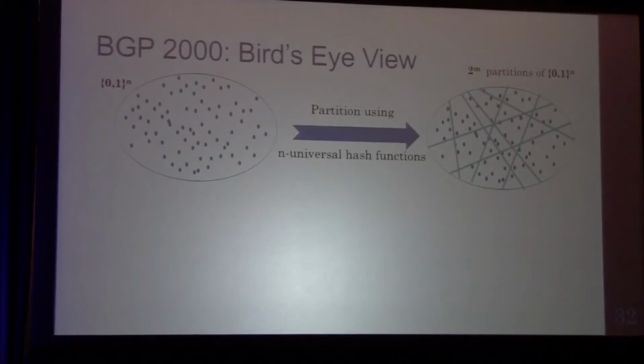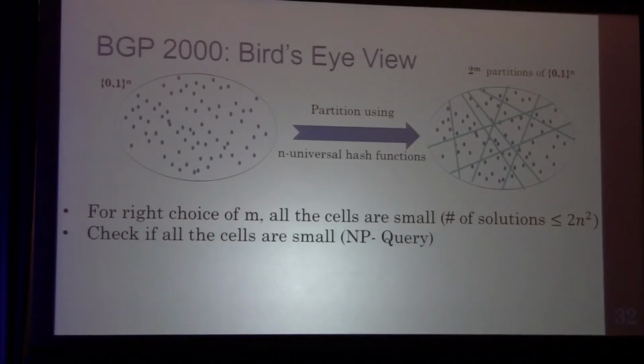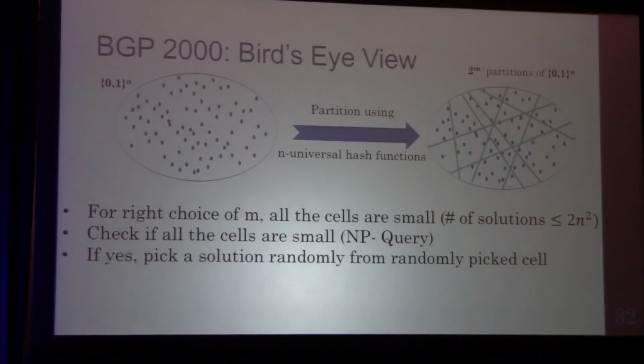And so exactly this is what their algorithm does. It takes the space and partitions it up into smaller cells, using n-universal hash functions. And for the right choice of partitions, the number of solutions in each cell is small enough, it's not very large. So you basically keep partitioning until the number of solutions is small enough. And then you check if all the cells are small, so that's your empty query. And if so, you pick a cell randomly and you pick a solution randomly. So this is the algorithm by Mitra.